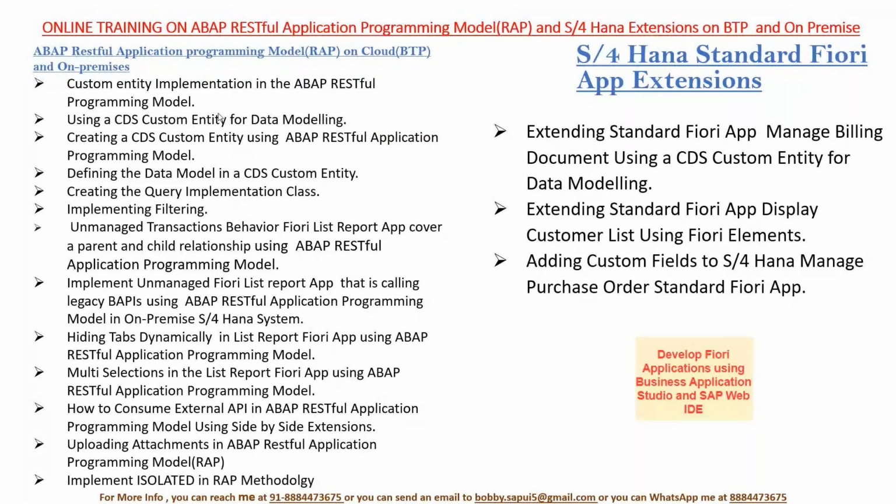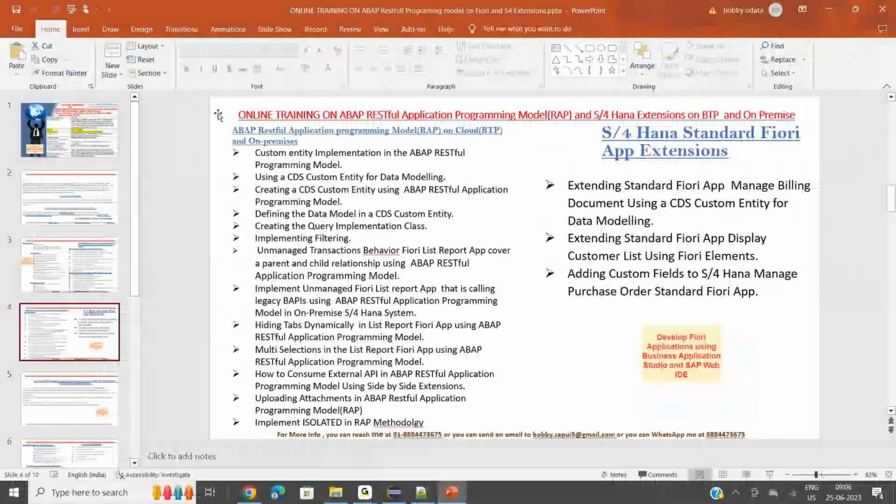So we are going to use three services in BTP in this training. One is called ABAP service. Second is called SAP Build Work Zone, and the third service is called SAP Business Application Studio to develop the Fiori applications. Daily, Monday to Friday, it will be 1.5 hours, 7 a.m.